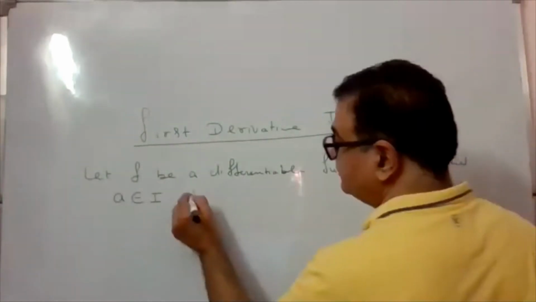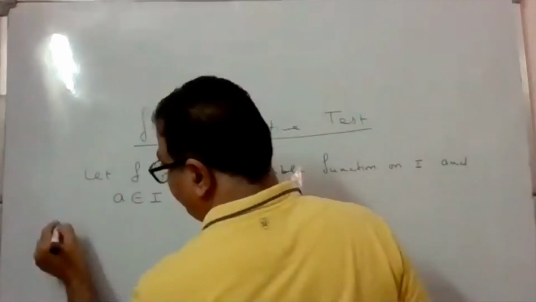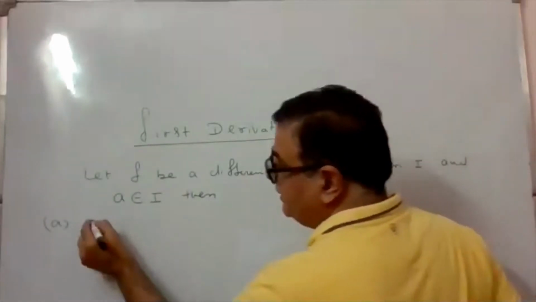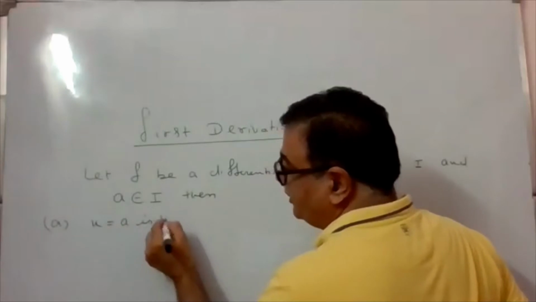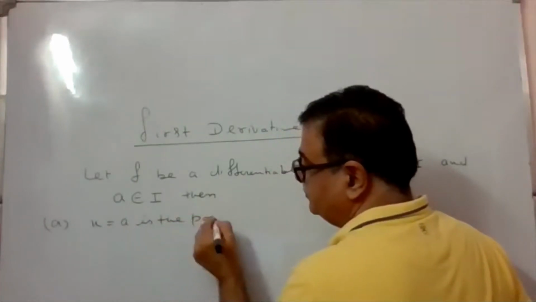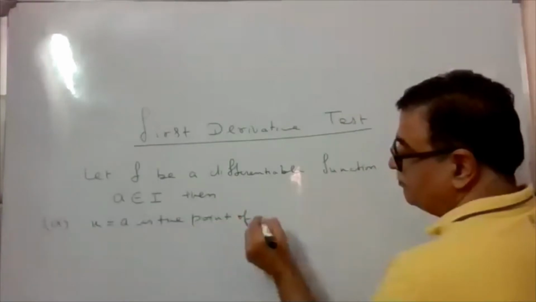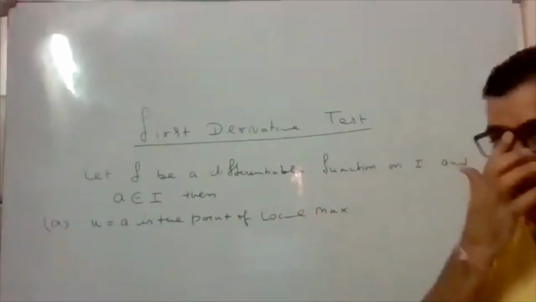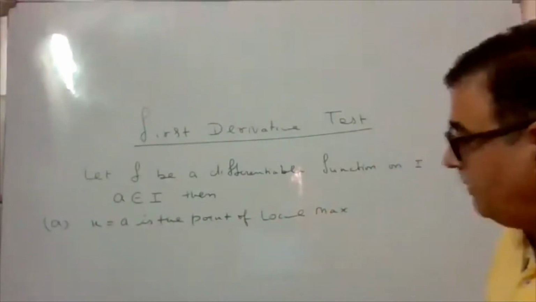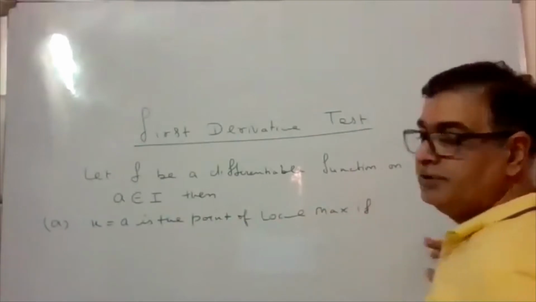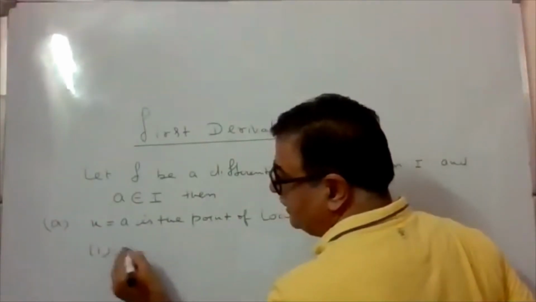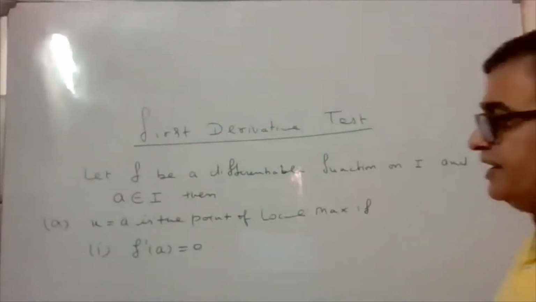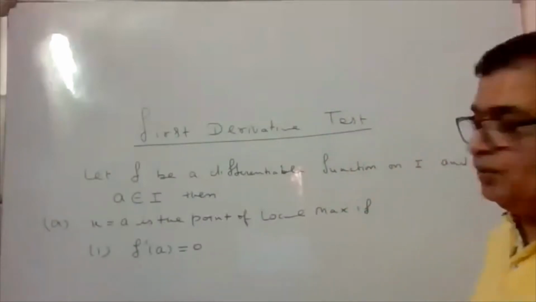Then, a point I am taking. X is equal to a is the point of local maximum if, first condition, f dash a must be 0.